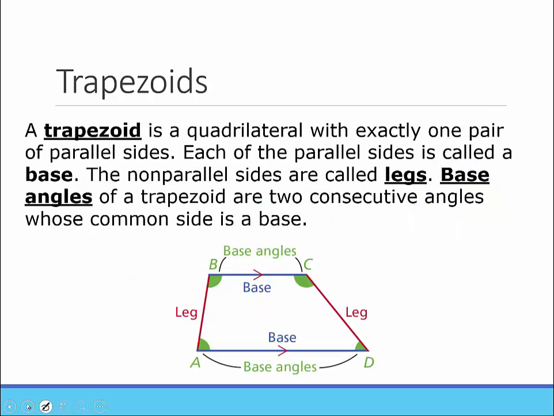Alright, so let's switch gears and do some trapezoid stuff. A trapezoid is a quadrilateral with exactly one pair of parallel sides. Each of the parallel sides is called a base. The non-parallel sides are called legs. Base angles of a trapezoid are two consecutive angles whose common side is a base. So B and C are base angles, and A and D are base angles.